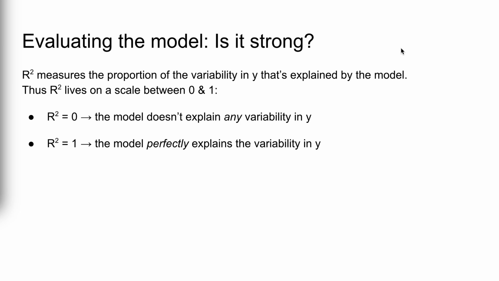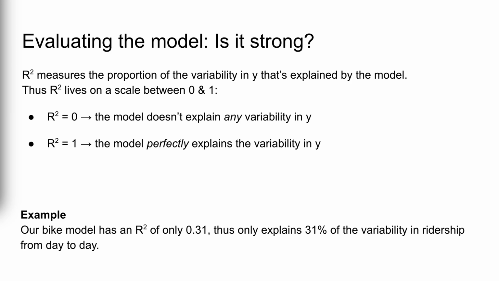Consider the two extremes. If R-squared is 0, the model is terrible. It doesn't explain any variability in y. If R-squared is 1, the model is perfect. It perfectly explains all variability in y. The R-squared value for our bike model is somewhere in between, with an R-squared of 0.3104. Thus, our model only explains 31% of variability in ridership from day to day.